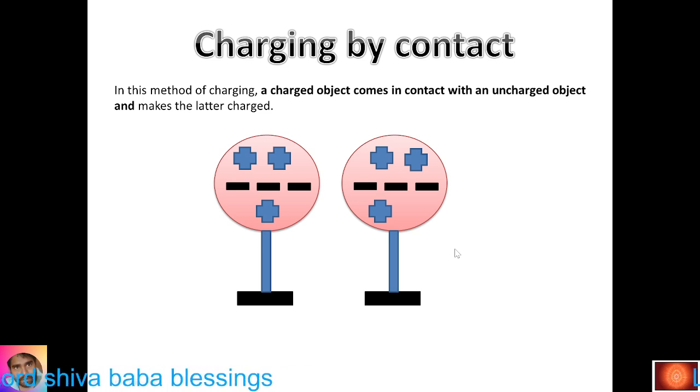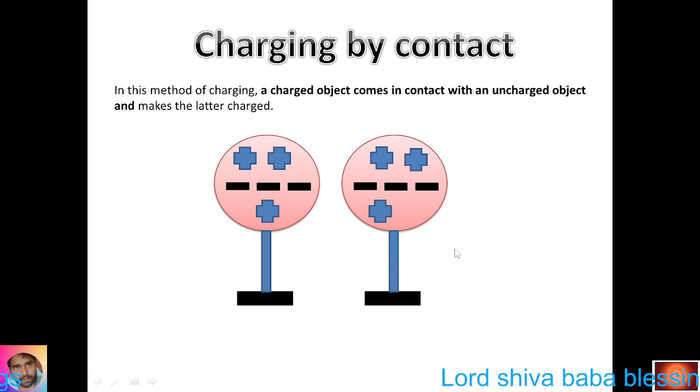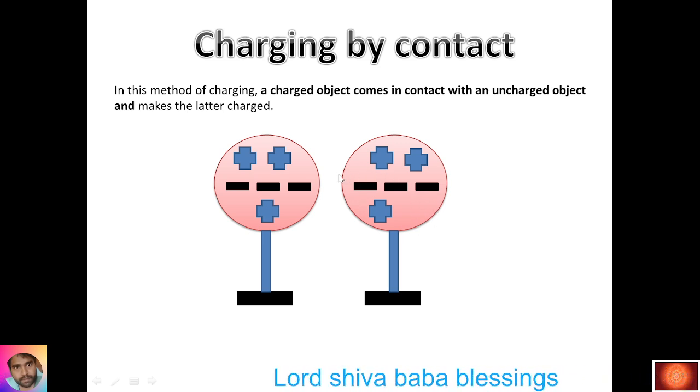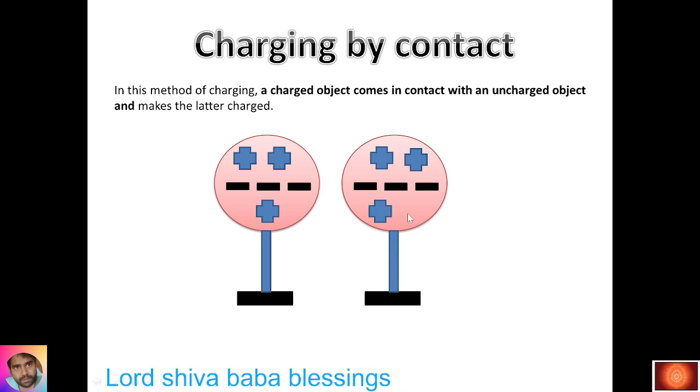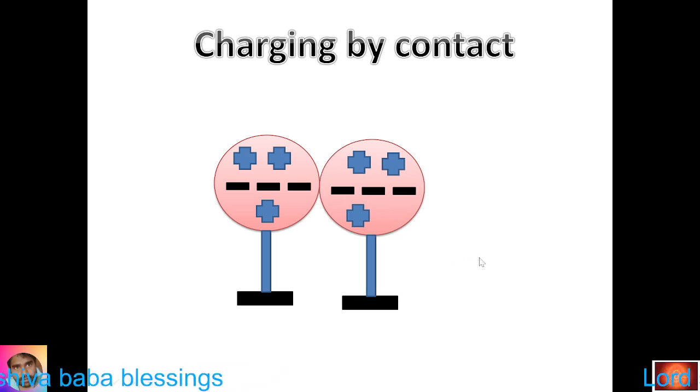Next, the last concept is charging by contact. Here we will be trying to touch one metal sphere with the other sphere, and we will be trying to charge this. Let us consider there are two neutral bodies and then we touch them together.